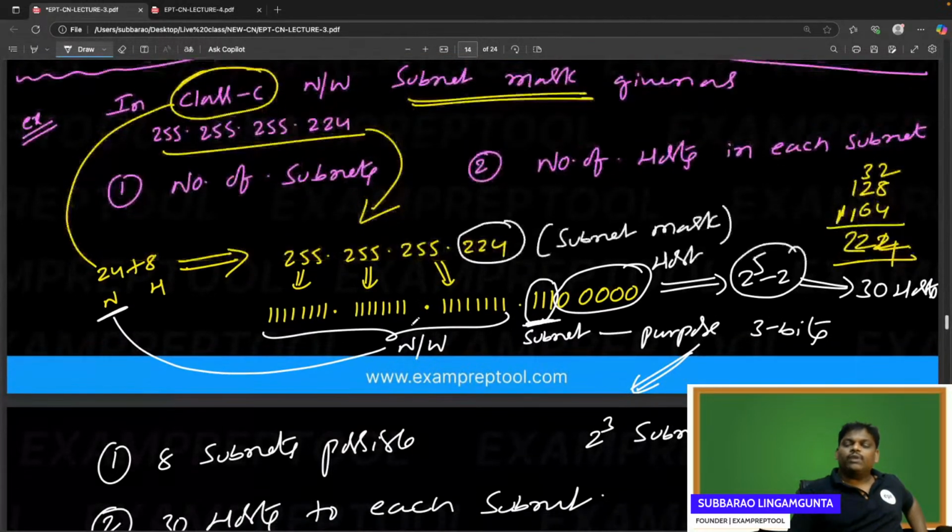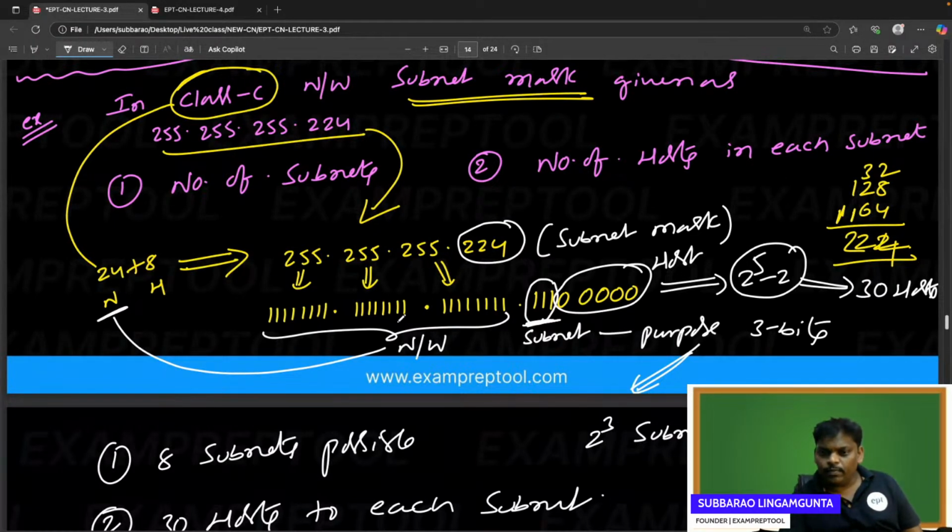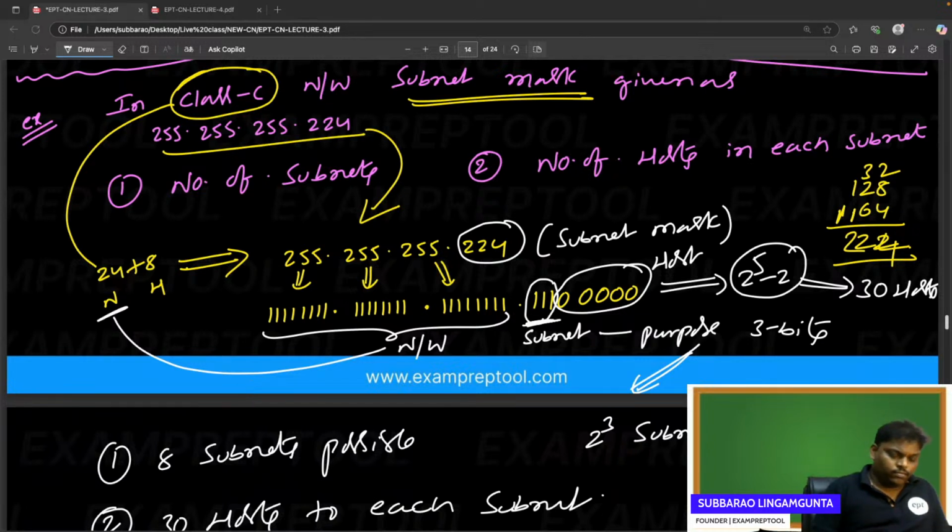In a class C network, subnet mask is given as 255.254. Number of subnets how many? Number of hosts in each subnet how many? There may be some doubts. You can ask me, I will help you. Careful everyone. Anyone having any objection? Please let me know. Small doubt also, let me know. Anyone having any doubt, please let me know.